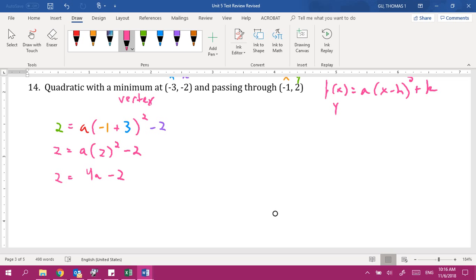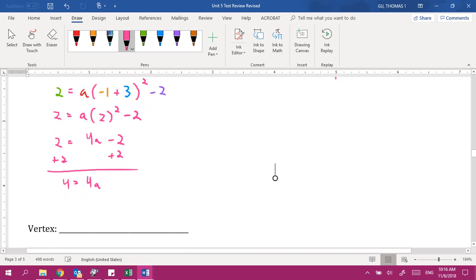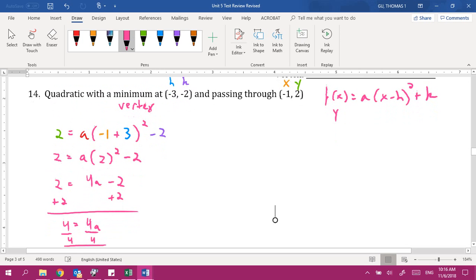And I want to solve for a, so what should I do from here? Add 2 to both sides. So that leaves me with 4 equals 4a. And how do I solve for a? So 1 equals a, right? So now I have my a value. A is 1. So I'm ready to write my vertex form equation, right?